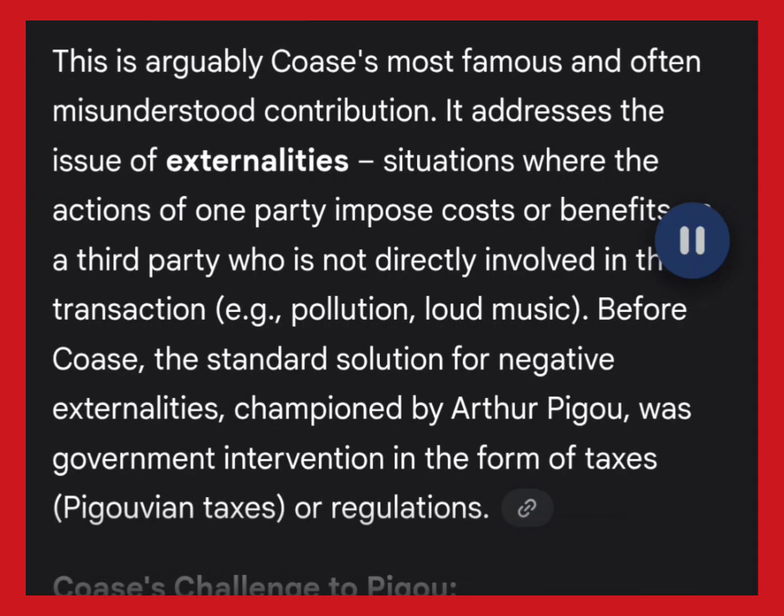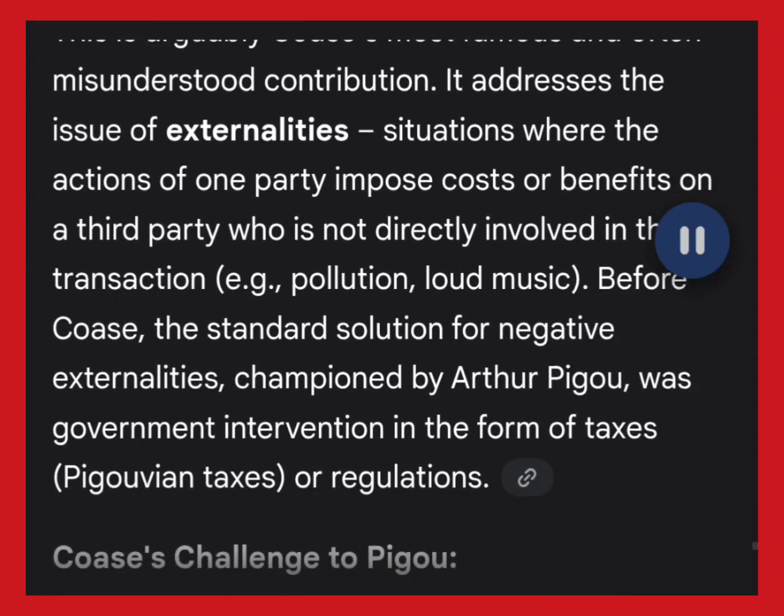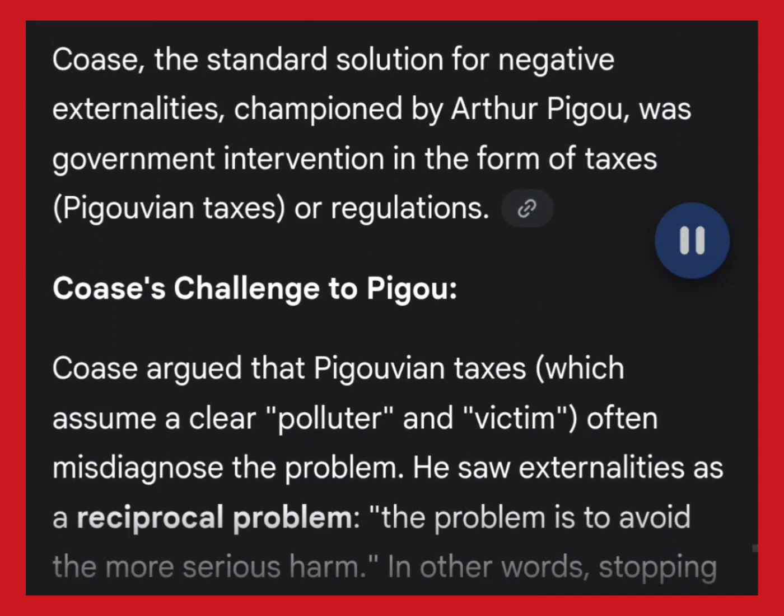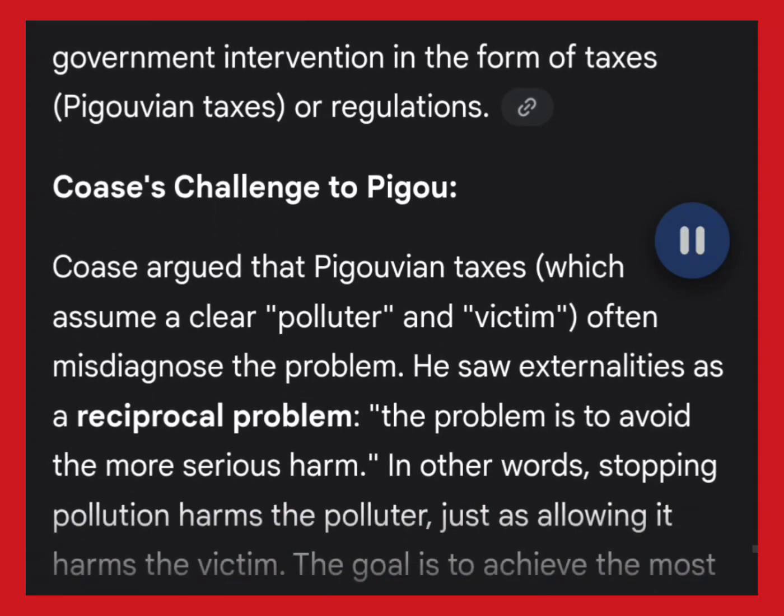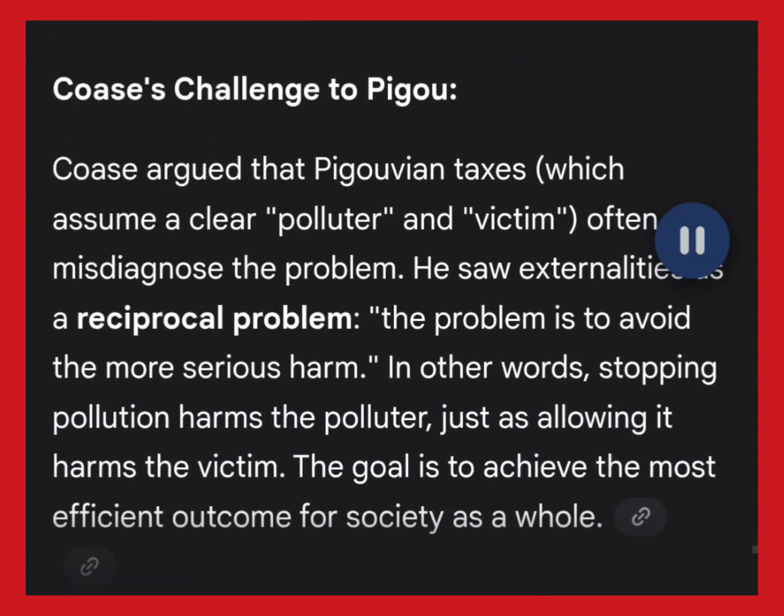In other words, stopping pollution harms the polluter, just as allowing it harms the victim. The goal is to achieve the most efficient outcome for society as a whole. The Coase theorem, under ideal conditions.